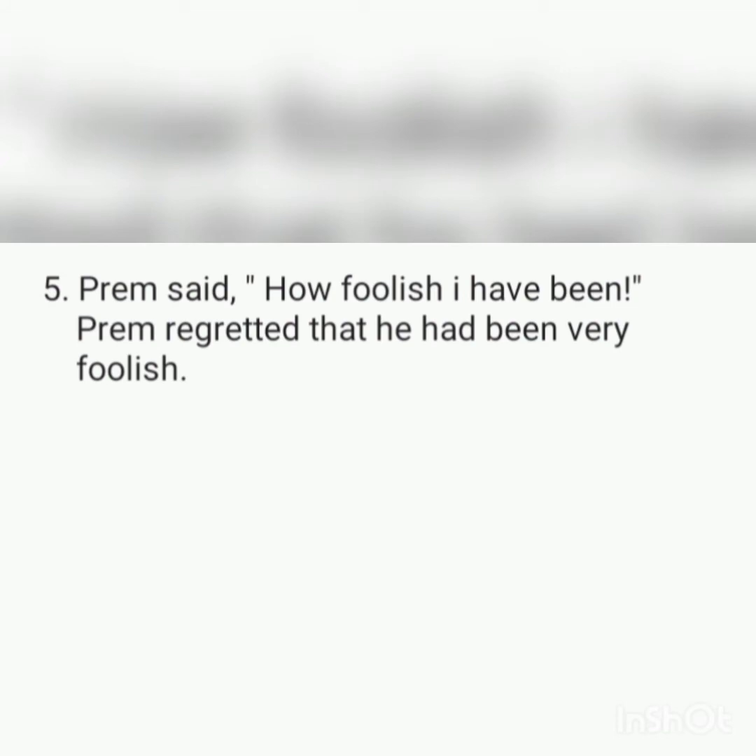Number 5, Prem said, "How foolish I have been." Here the reported speech expresses regret. Let's change into indirect speech. Prem regretted. We can use the verb regretted directly without using exclaim. Prem regretted that, I belongs to Prem. We are going to replace it with he. Have been will change into the past form had been. Foolish will change into very foolish. Prem regretted that he had been very foolish.